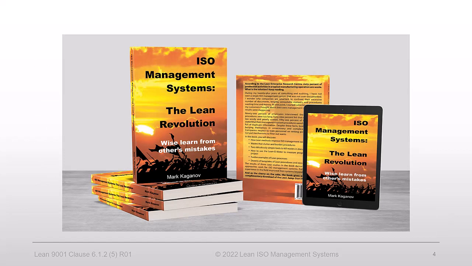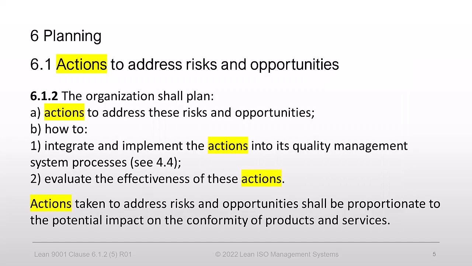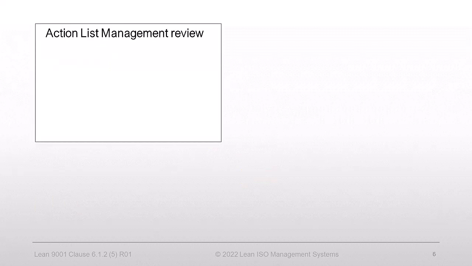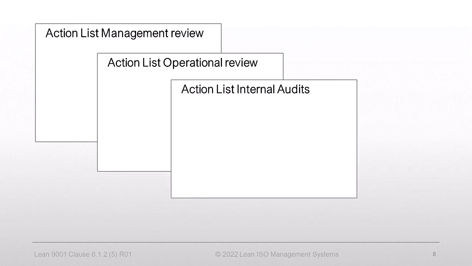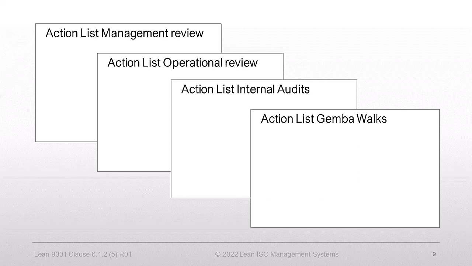As you can see, this element refers to actions numerous times. Many companies respond to these requirements by creating action lists to document and track actions identified by various groups and departments. Management reviews document their action list. Operational reviews keep their own log. Internal auditors document their opportunities for improvements in another list. Gemba walks document their notes yet in another list, and on and on and on.